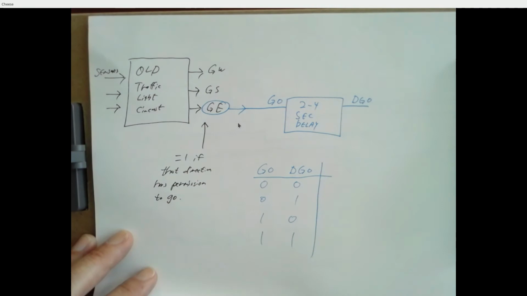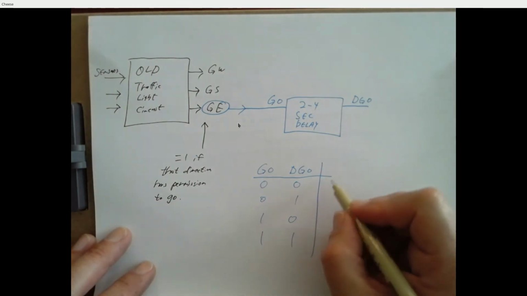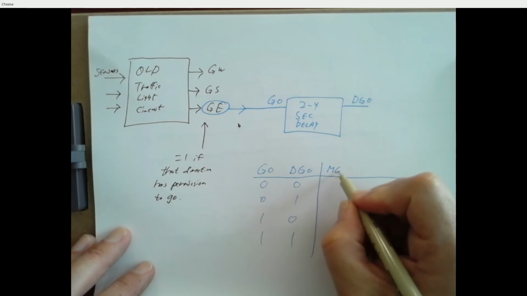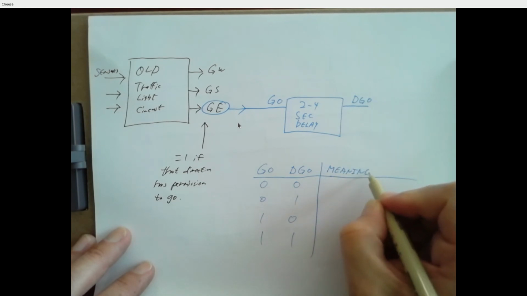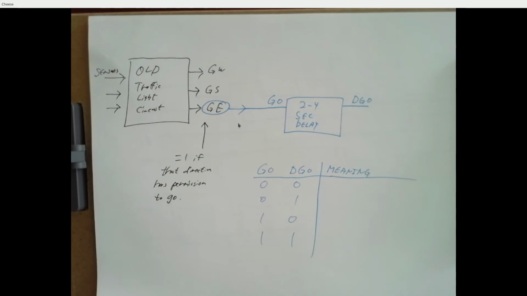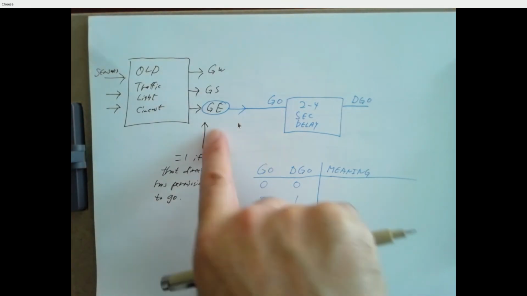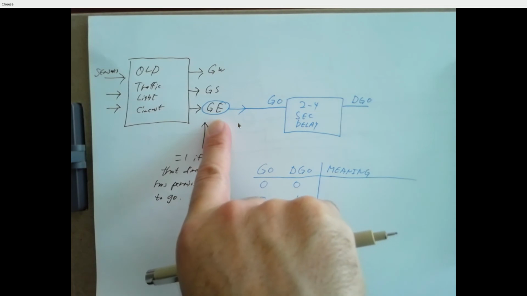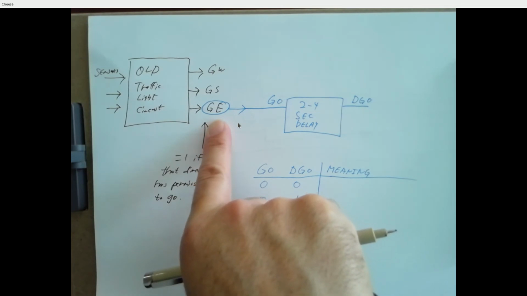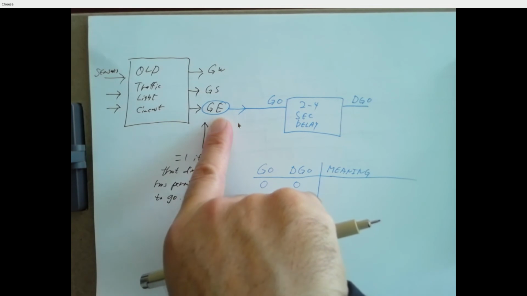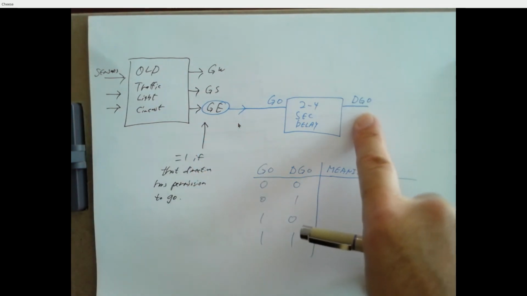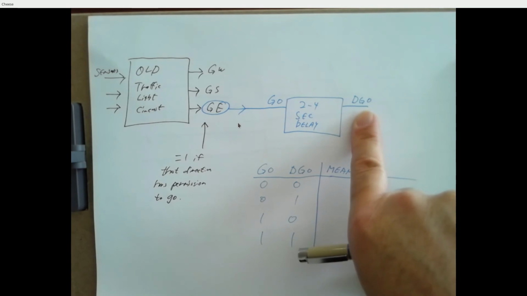And there's only 4 possibilities for the combination of go and delayed go. My output column I'm going to call meaning, and we're going to put words in here maybe, and describe what's happening in each of these 4 possibilities. So possibility 1, your go signal is 0, which means the green light from your old circuit was off. Which meant that right now that car does not have permission to go. Suppose the delayed version of that go signal is also 0.